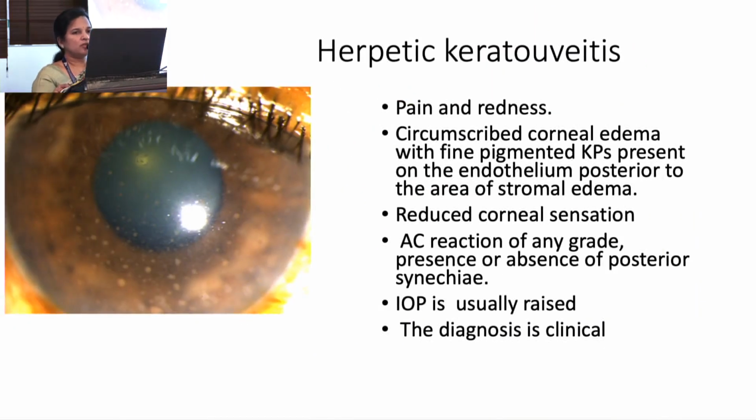The commonest cause of anterior uveitis due to infection is herpetic uveitis, usually presenting as pain and redness, circumscribed corneal edema with fine pigmented KPs posterior to that corneal edema, and with reduced corneal sensation. AC reaction can be mild to moderate, with or without posterior synechiae, and IOP is usually raised. Diagnosis is mainly clinical.